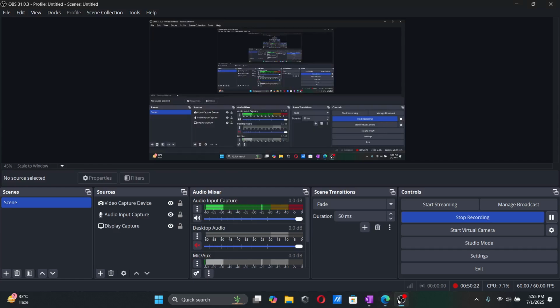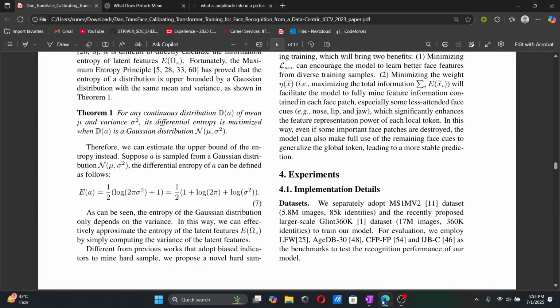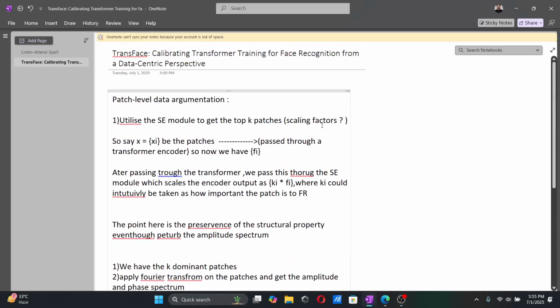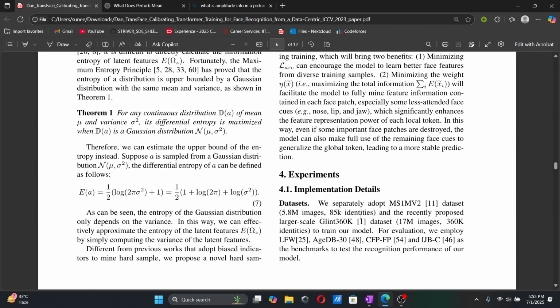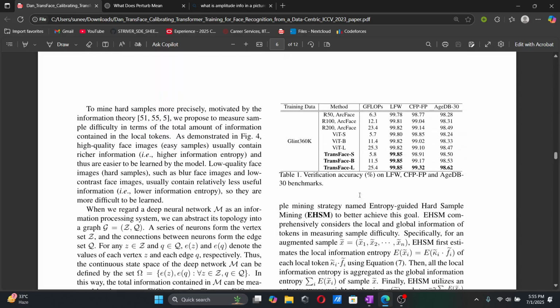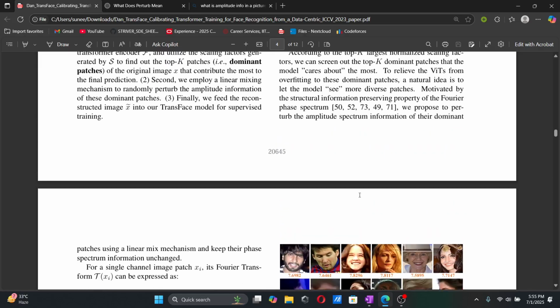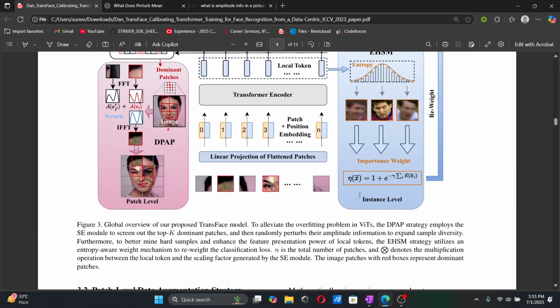Okay, I will tell you what I have understood till now. First the DPAP, where the SE module is two layered, where you pass in all the patches. I don't really understand the SE model and how it works as well. How are we scoring that exactly?